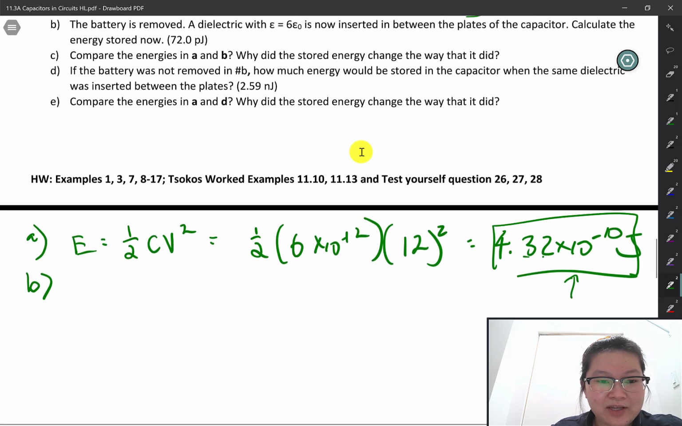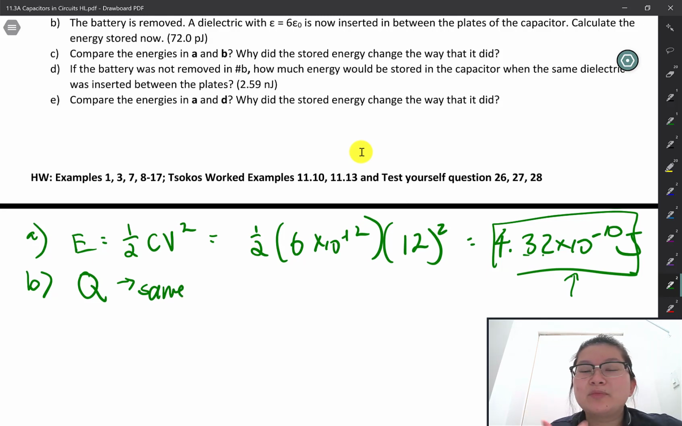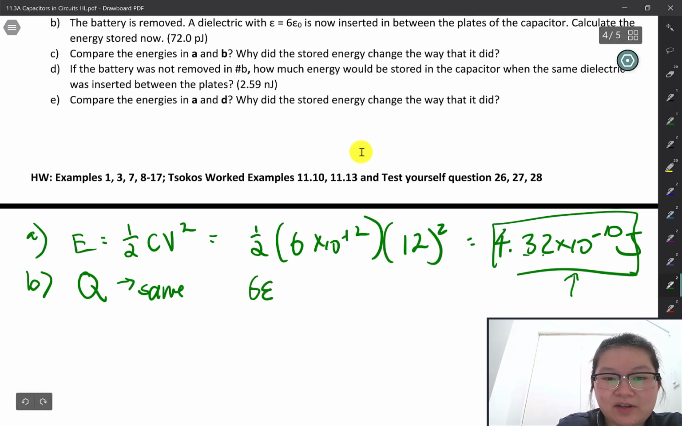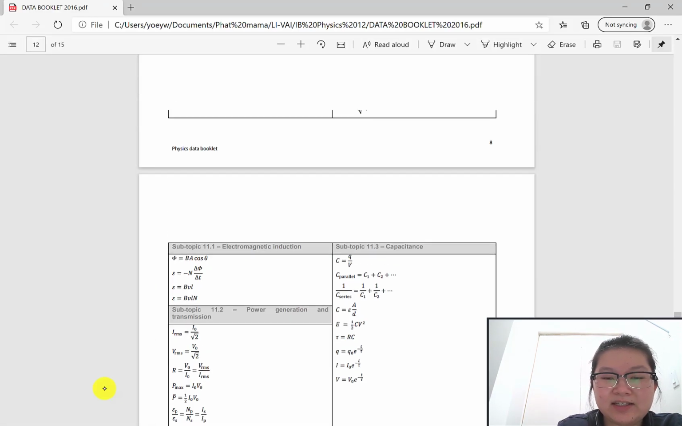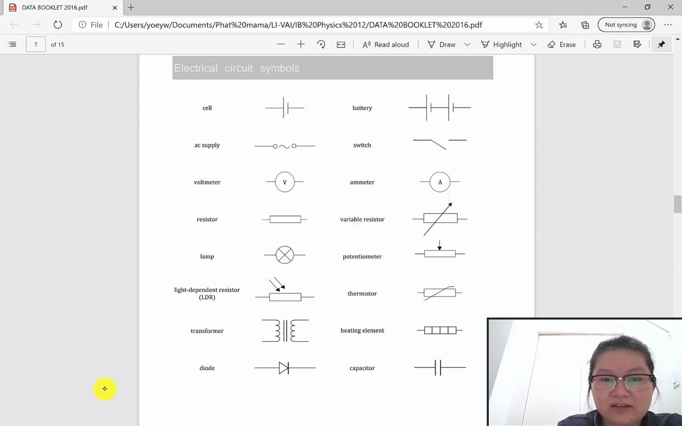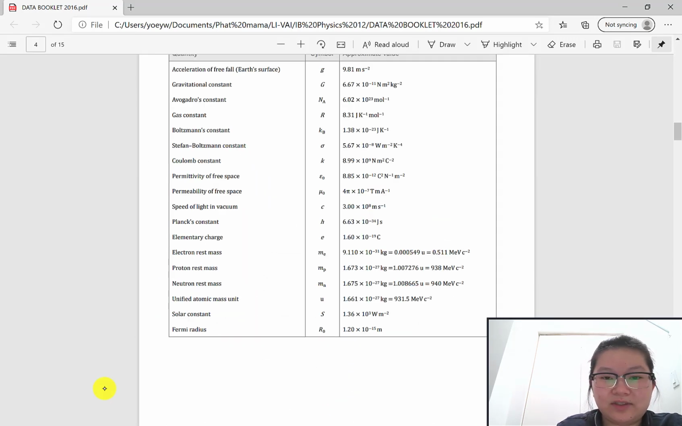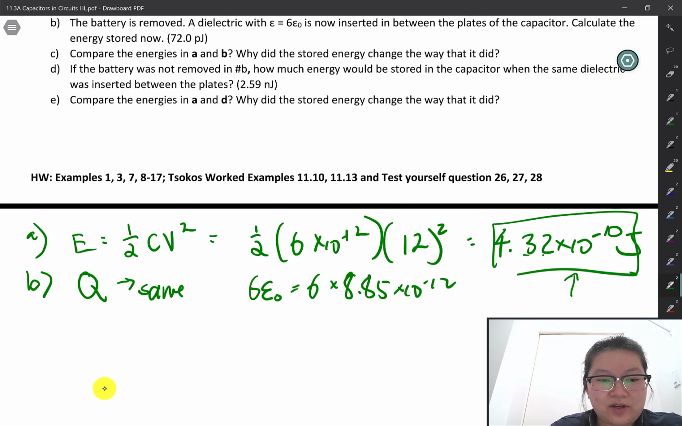Since the battery is removed, we know that the charge stays the same, because the battery is unable to supply more charge to your capacitor. The dielectric epsilon is equal to 6 epsilon naught, and if you're not sure what epsilon naught is, it is in your data booklet. It is 8.85 times 10 to the power of negative 12. So that means it's 6 times whatever that is. Calculate the energy stored now.